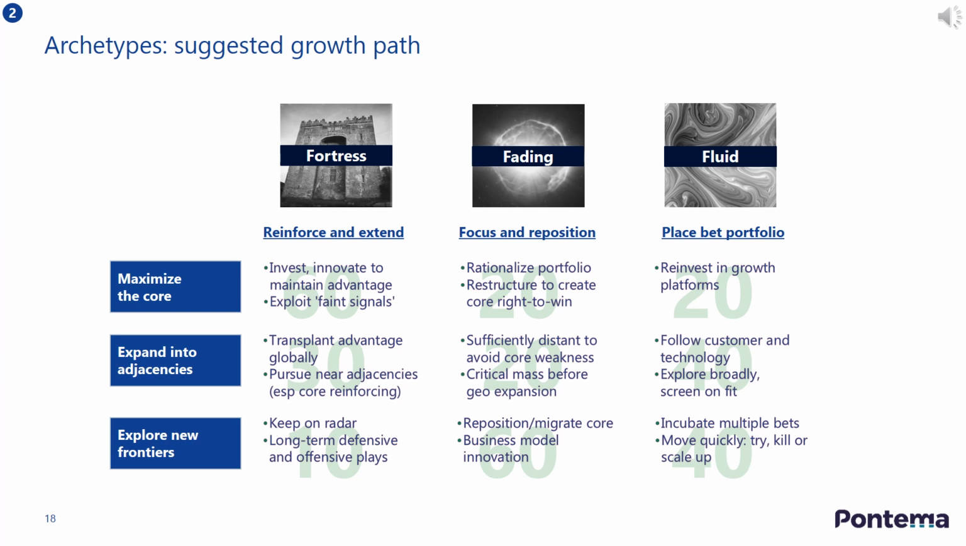One example of the fortress archetype is Gerber Baby Products. It maximized the core by moving from glass food containers to plastic containers. It then expanded into a new market, leveraging their trust with parents and carers to create Gerber Life, which is now the second largest life insurance player in the US.